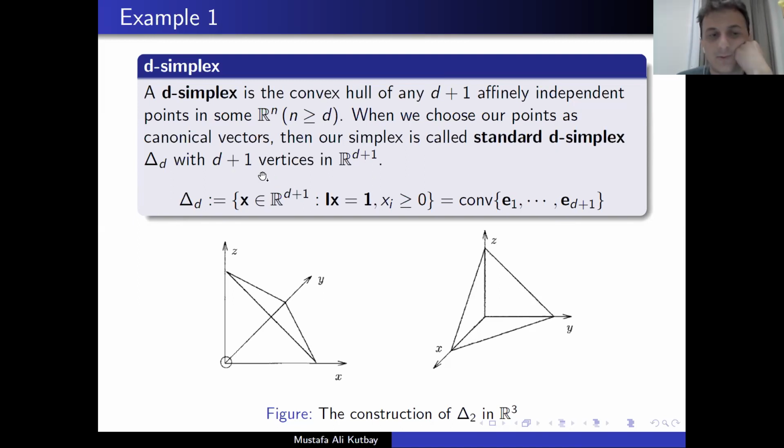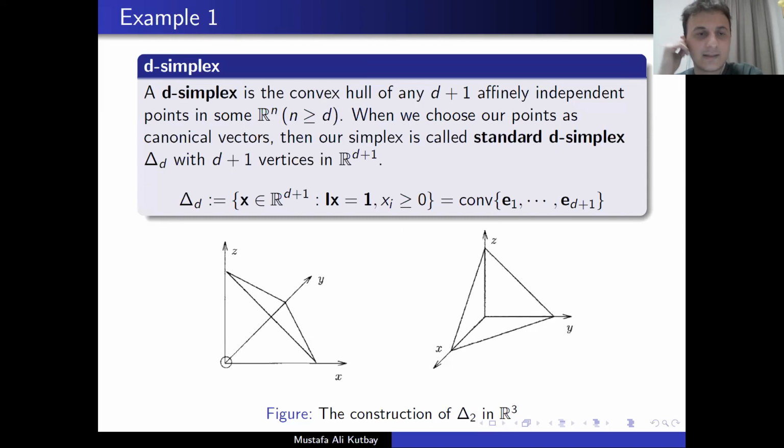So for D equals two, you see the example over here. In three-dimensional space, we take three fundamental vectors and take their convex hull. We get this triangular shape. And I want to note that this shape will be a two-dimensional manifold, even though we are in three-dimensional space. So we denote it by delta sub D, not D plus one.